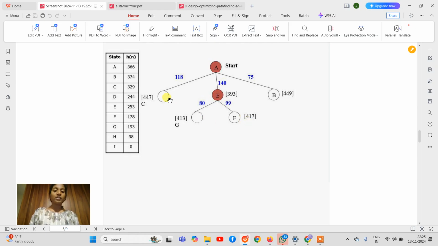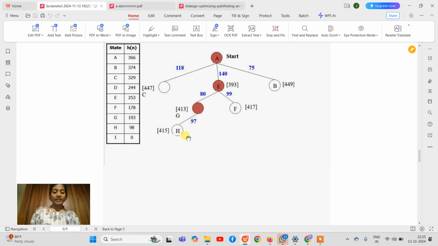Now we look at the unexplored nodes of this graph, which are C, G, F, and D. And these are the costs required to travel from A to the respective nodes. When we look at all these nodes, we can see that the minimum value belongs to node G. We'll proceed with exploring node G.